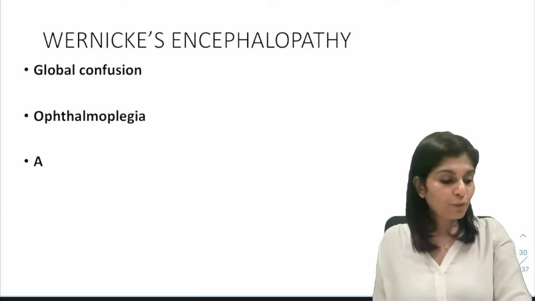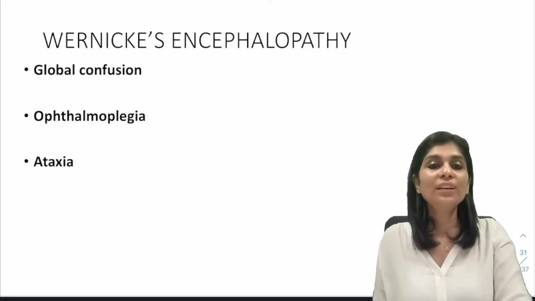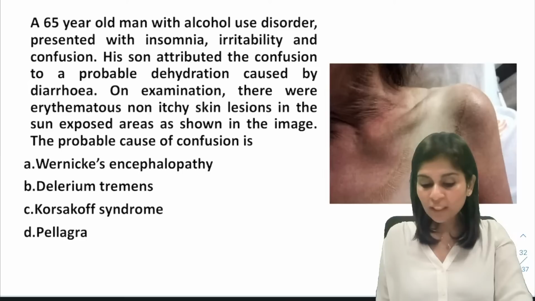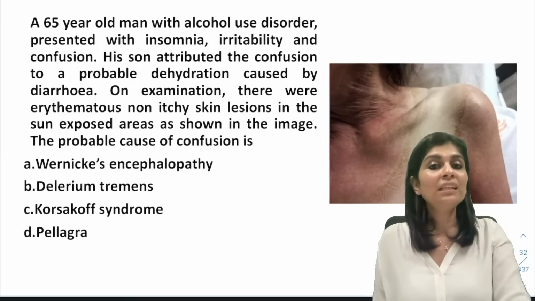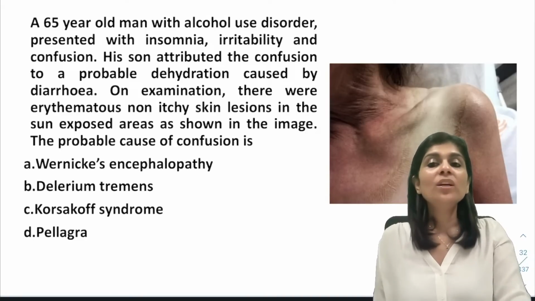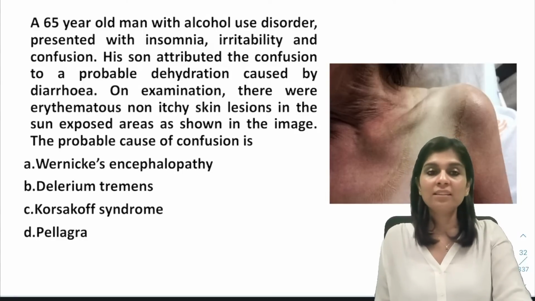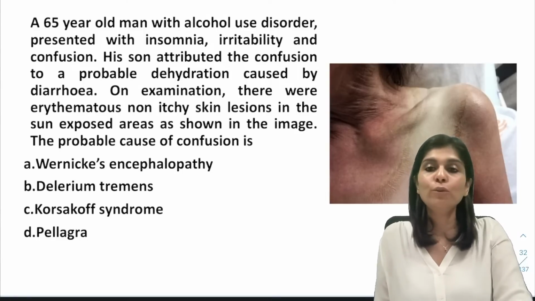So global confusion, ophthalmoplegia and ataxia. These 3 are the features of Wernicke's encephalopathy, acute thiamine deficiency. And do you think this fits into a diagnosis of Wernicke's encephalopathy? No, because Wernicke's encephalopathy does not present with diarrhea. It has got nothing to do with dermatitis, right? No diarrhea, no dermatitis. That is why it's not Wernicke's encephalopathy.